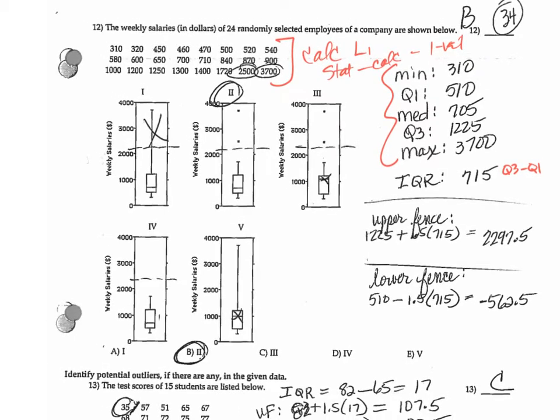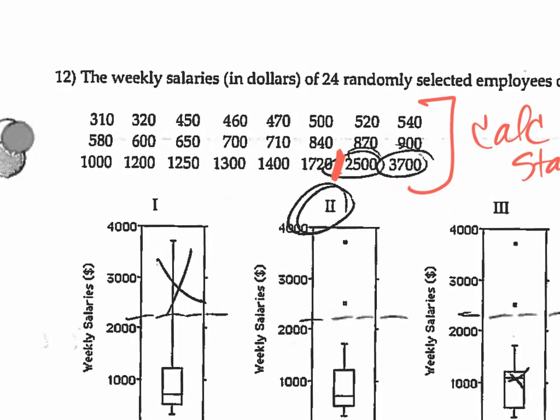So I do the upper fence. It is Q3 plus 1.5 IQRs. That brings it to 2297. So when I look at 2297, look at my data up here at the top. Luckily, the data is in order. So 2297 falls right here in between 1720 and 2500. So guess what? I know these two numbers, 2500 and 3700, are outliers. So I know right now there are 2 outliers.